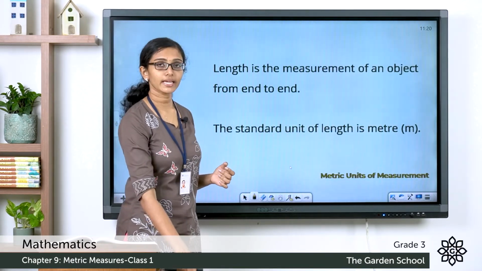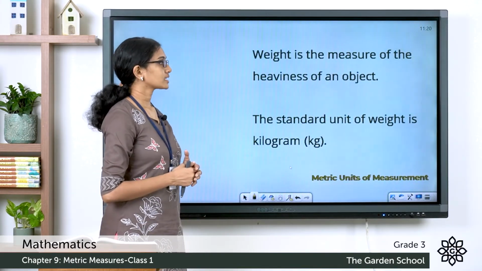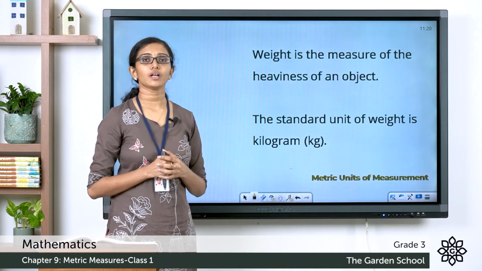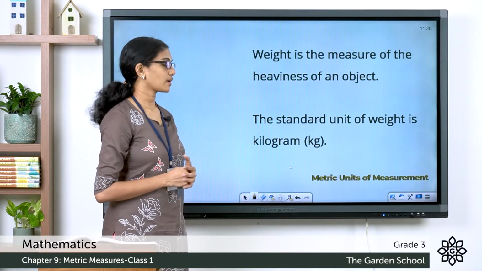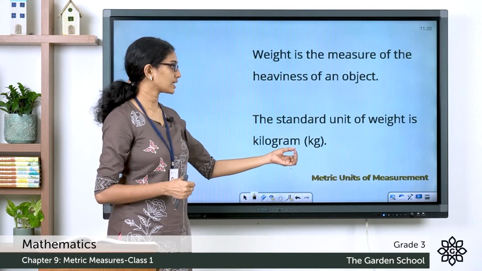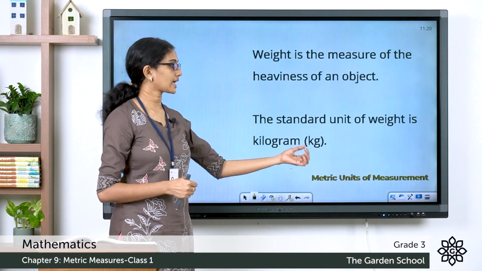Now what do you mean by weight? Weight is the measure of heaviness of an object. And the standard unit of weight is kilogram. And it is represented with the letters k and g, small letters k and g.